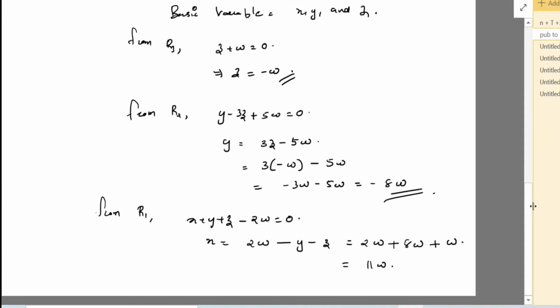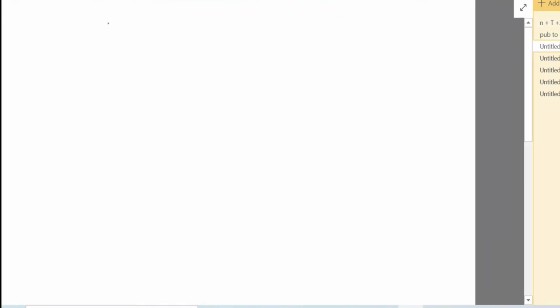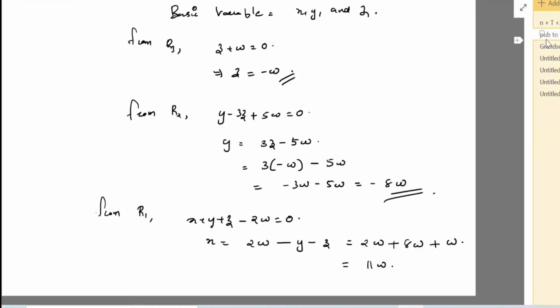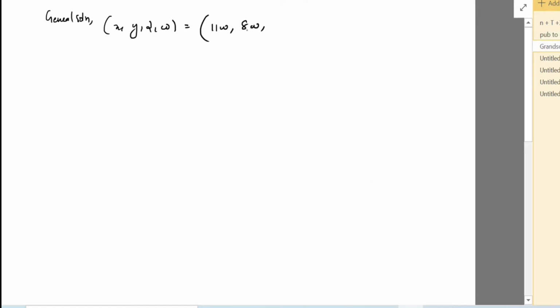So x equal to 11w, y equal to minus 8w, and z equal to minus w. So the general solution will be x, y, z, w equal to 11w, minus 8w, minus w, w.